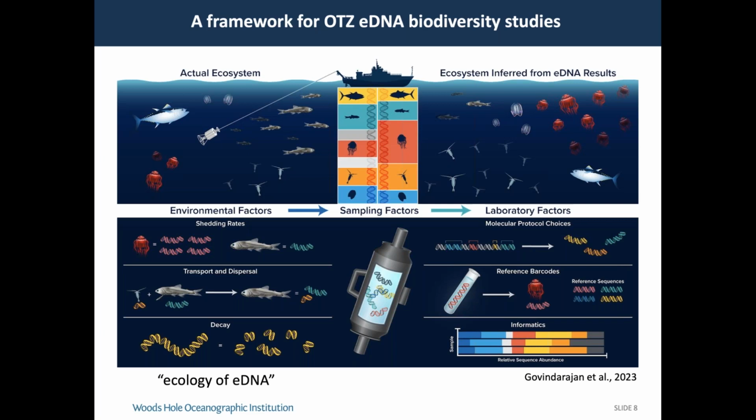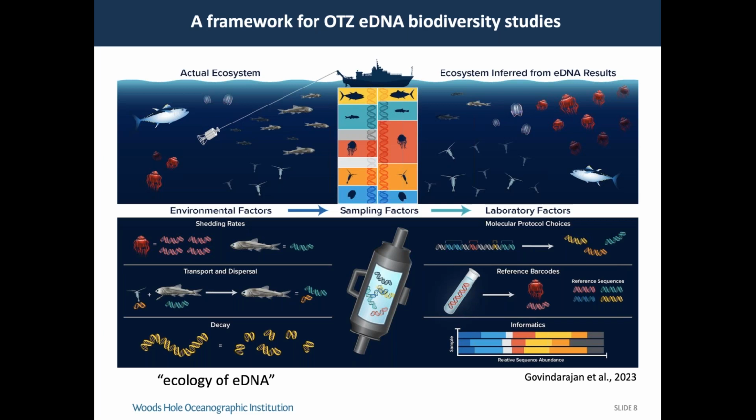So if you look at the top part of this figure, on the right-hand side, we get the ecosystem inferred from eDNA results, and you see that there are different relative abundances represented by the different colors, right? And then if you were to compare that to what's actually out there, you see that doesn't agree, that there are some differences, right? And that it's not exact. So what we want to do is understand how what we're observing differs from the actual ecosystem. And so we can think of the kinds of factors that bias our interpretation.